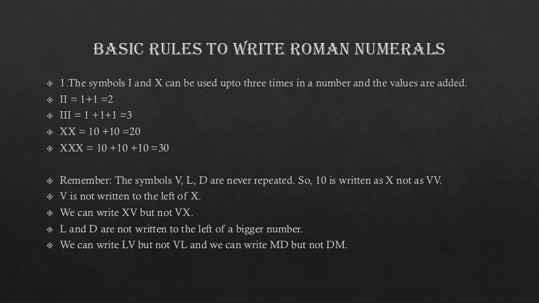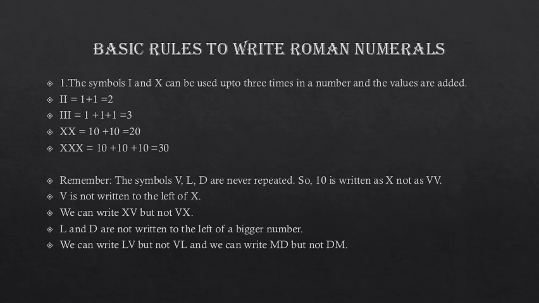Again, for 3, children. The rule is: use the symbol I 3 times. So for writing 3, I can write III, which means I can write I three times. So 1 plus 1 plus 1 equals 3. Simple.